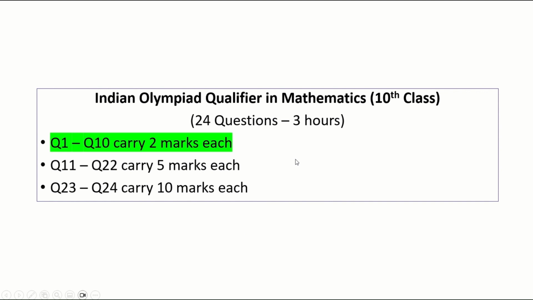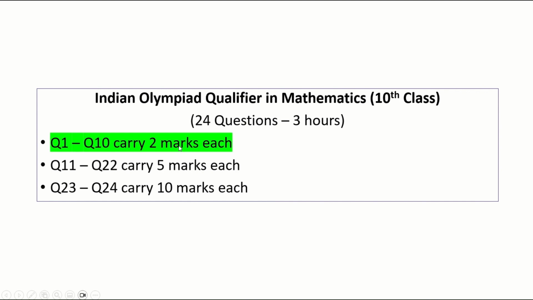there are different marks for the questions in IOQM. In this 2022 paper, the first 10 questions carry 2 marks, then 11 to 22 carry 5 marks, and 23 and 24 carry 10 marks each. This is the pattern. In this video, we'll solve questions 1 to 10, that is the 2 marks questions.